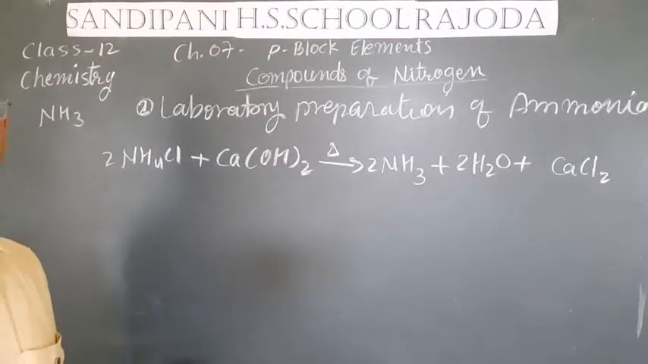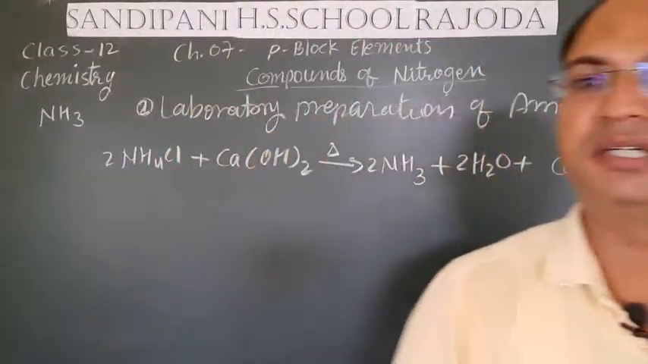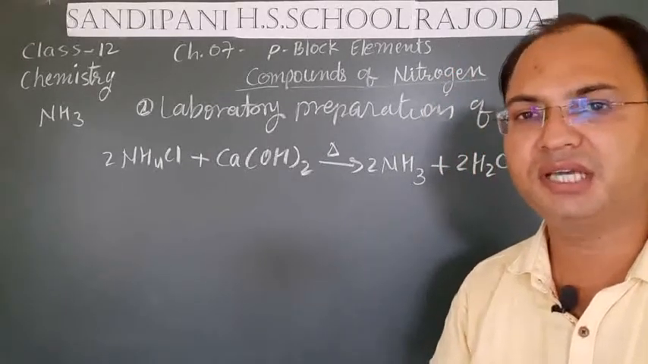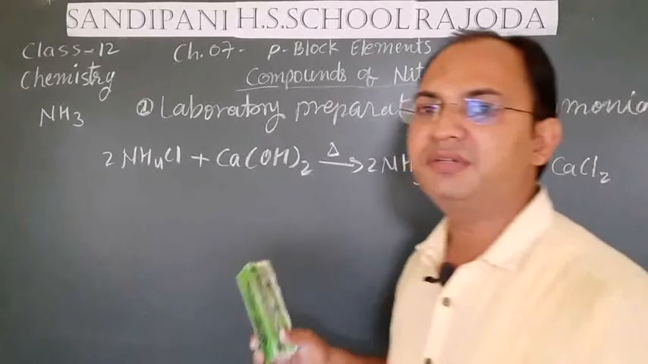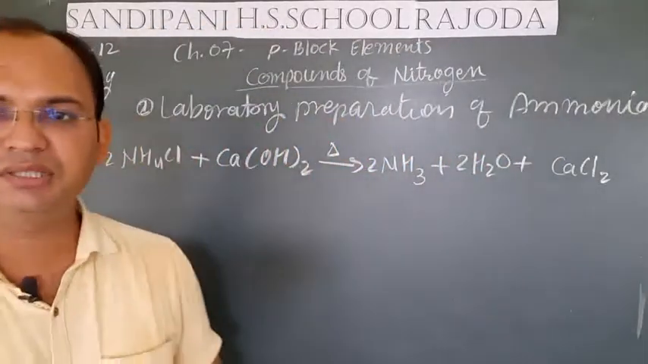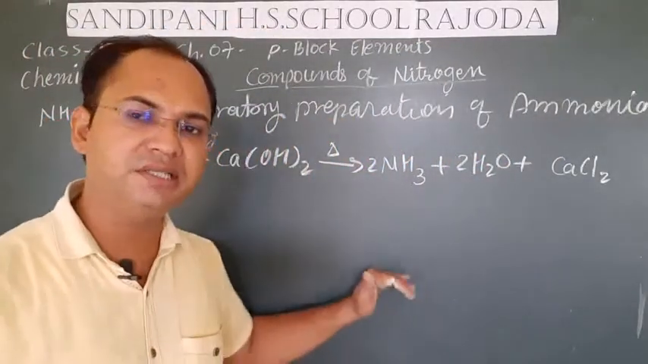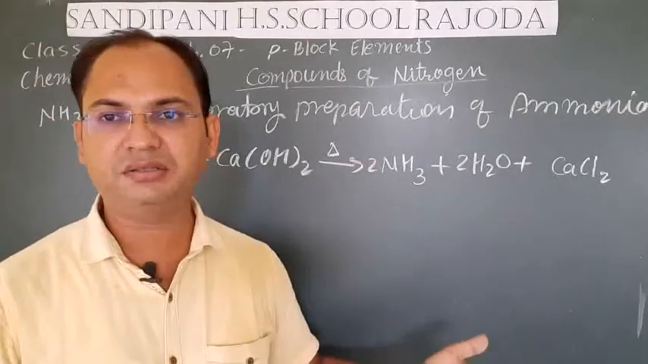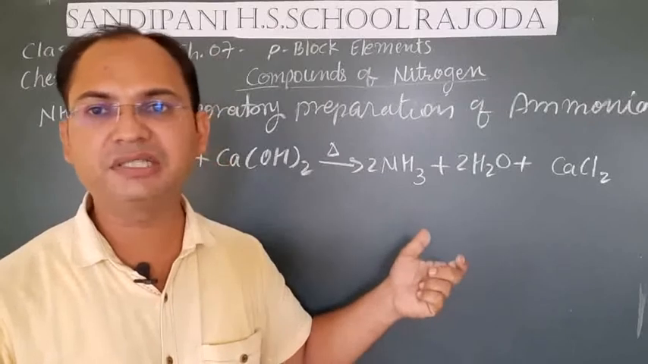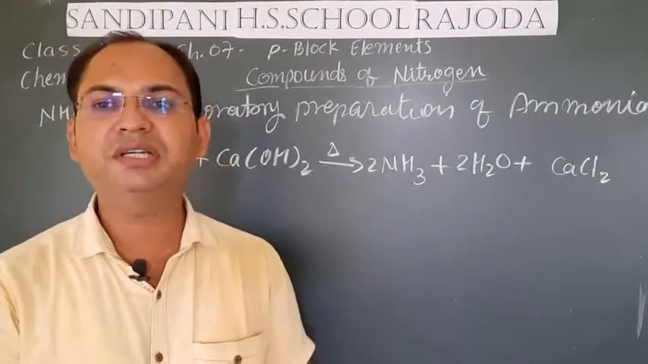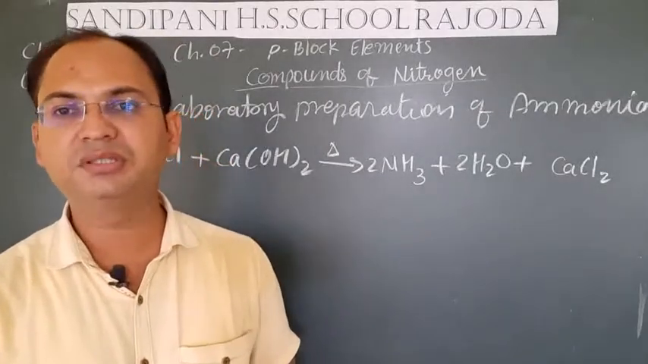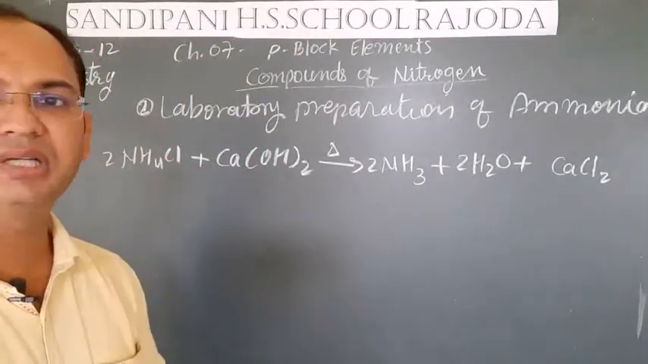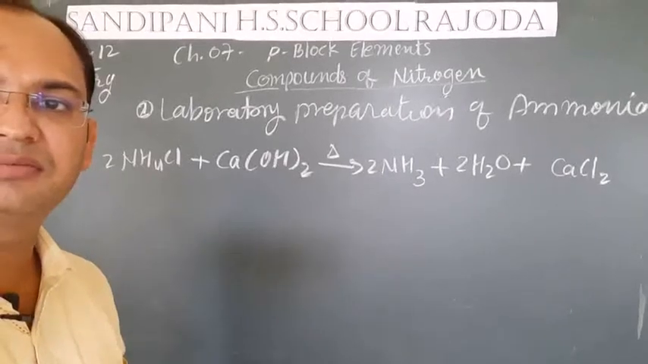So you can see, students, that whenever ammonium chloride, that is NH4Cl, reacts with any alkali, here we have taken calcium hydroxide Ca(OH)2, whenever they are heated together, then they form ammonia along with water molecules and salt of the calcium, that is calcium chloride. In this way, we can easily prepare ammonia in laboratories.